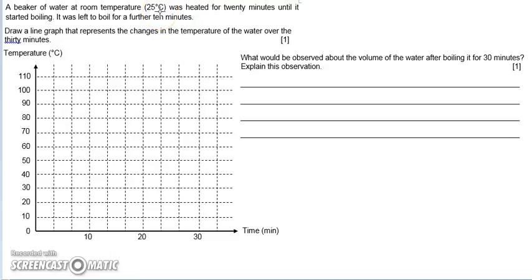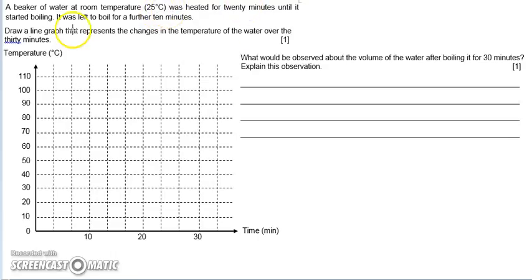There are some questions where it is not stated. It just says room temperature. If it just states room temperature without explicitly stating 25 degrees, you can safely assume that the room temperature is between 25 to 30. But in this particular question, they gave you exactly what the room temperature was, which is 25 degrees Celsius.